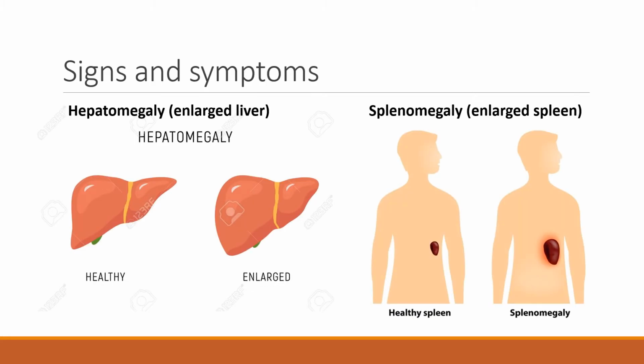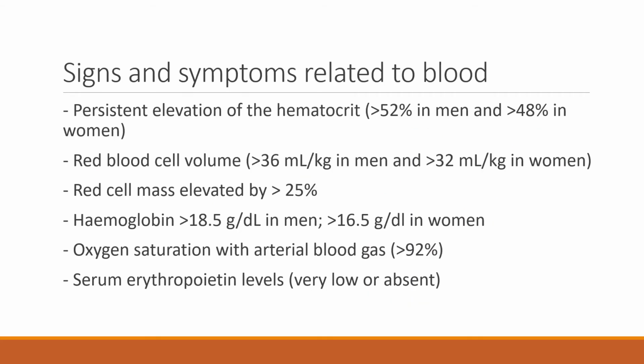The signs and symptoms include hepatomegaly, which is an enlarged liver, and splenomegaly, which is an enlarged spleen. These are signs that can easily be diagnosed by doing a CT or MRI because they are easily observed. The signs and symptoms related to blood include persistent elevation of the hematocrit and red blood cell volume, red cell mass elevation, hemoglobin elevation, oxygen saturation with the arterial blood gas, and the serum erythropoietin levels.